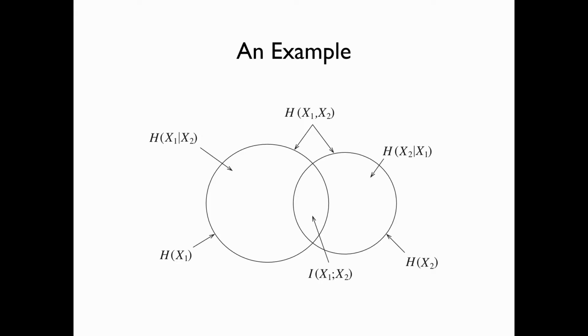We have seen before this set theoretic representation of Shannon's information measures for two random variables X1 and X2: the entropy of X1, the entropy of X2, the joint entropy of X1 and X2, the conditional entropy of X1 given X2, the conditional entropy of X2 given X1, and the mutual information between X1 and X2.